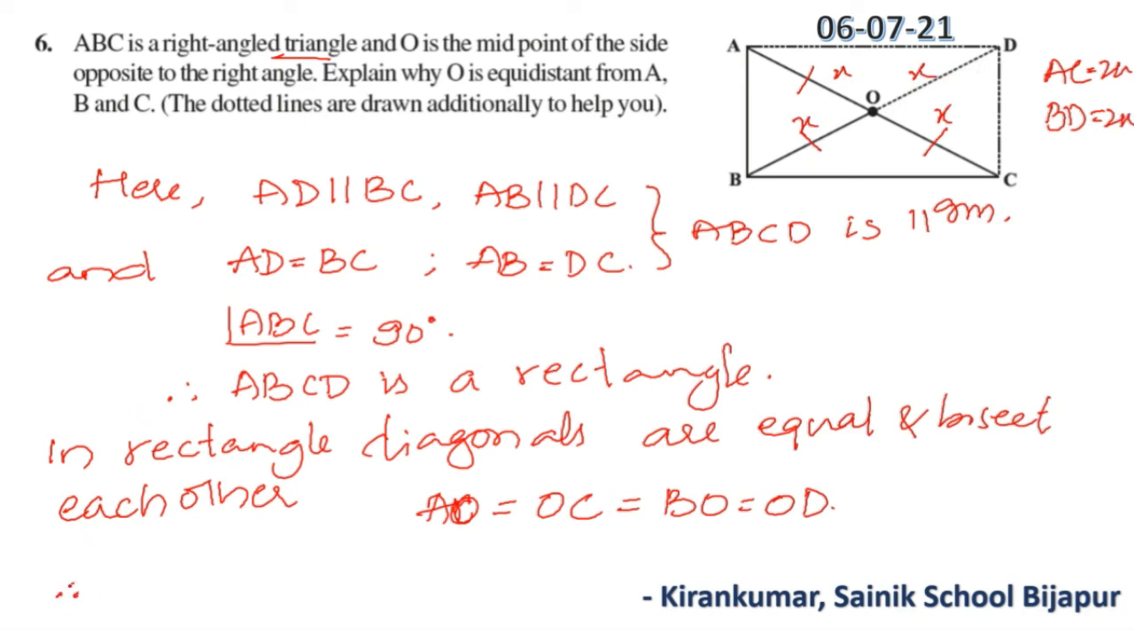Therefore, we can say that O is equidistant from A, B and C. Here we complete all the questions of understanding quadrilaterals from the textbook.